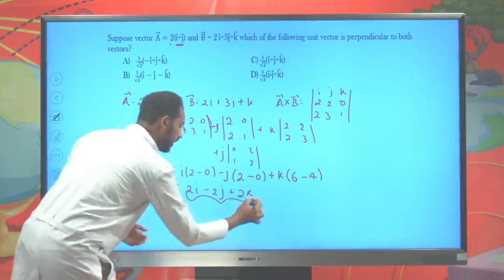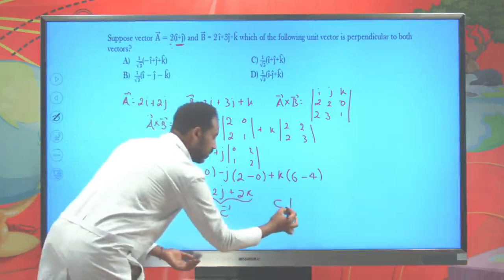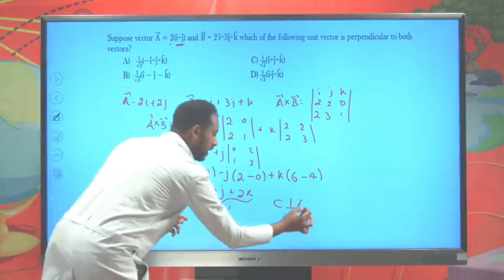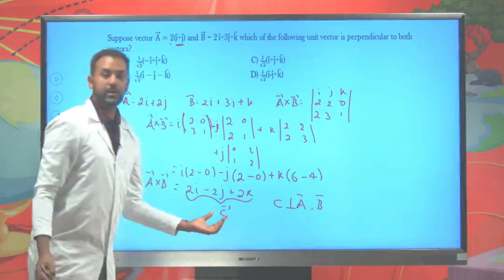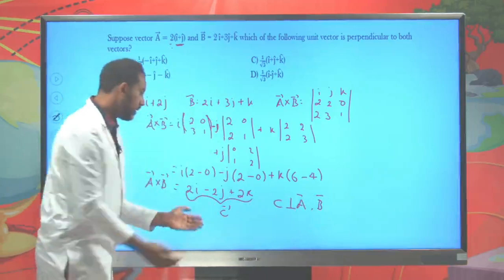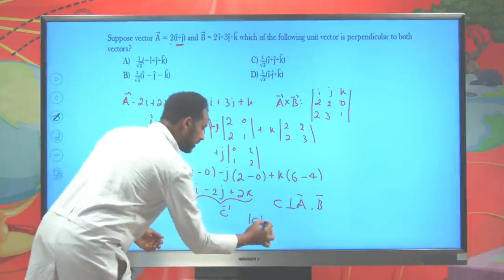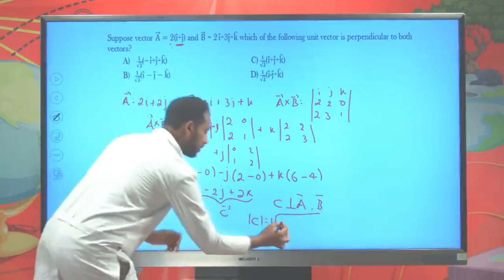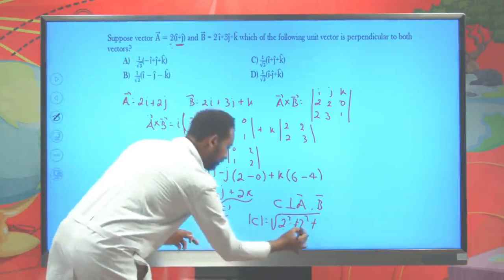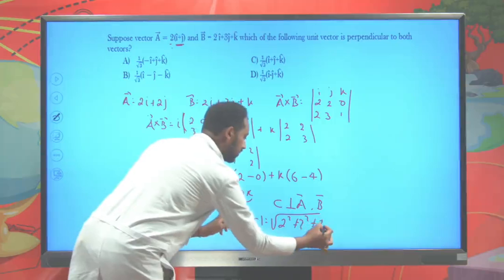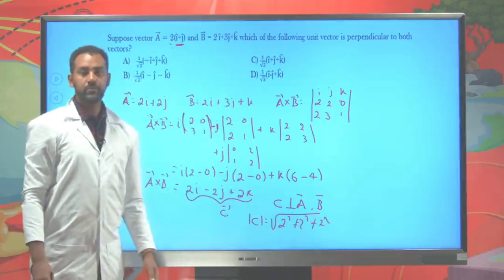This is the resultant vector, and let's say that this is vector C, and vector C is perpendicular to both vector A and vector B. This is how we determine the cross product of the two vectors. It's also possible to find its magnitude. The magnitude of the vector can be determined by squaring each quantity: 2 squared plus minus 2 squared plus 2 squared. This is how we determine the magnitude.